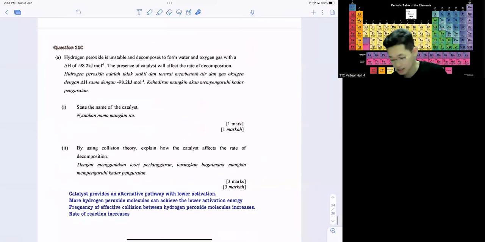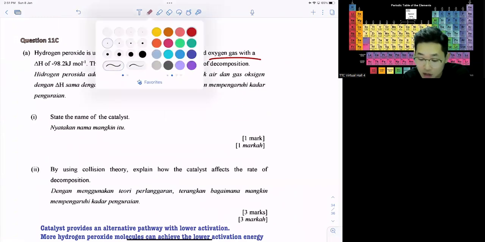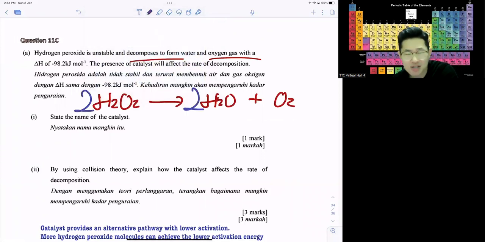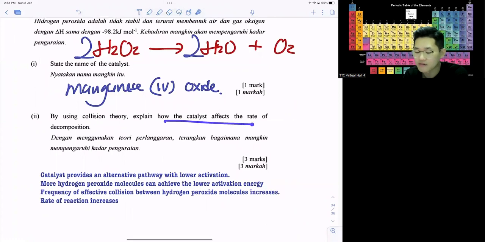Okay, last. Hydrogen peroxide is an unstable substance. It decomposes to form water and oxygen gas. Let me write the equation out. Hydrogen peroxide is also in rate of reaction. Catalyst used in hydrogen peroxide is manganese oxide. How do catalysts affect the rate of reaction? We done it earlier on already.